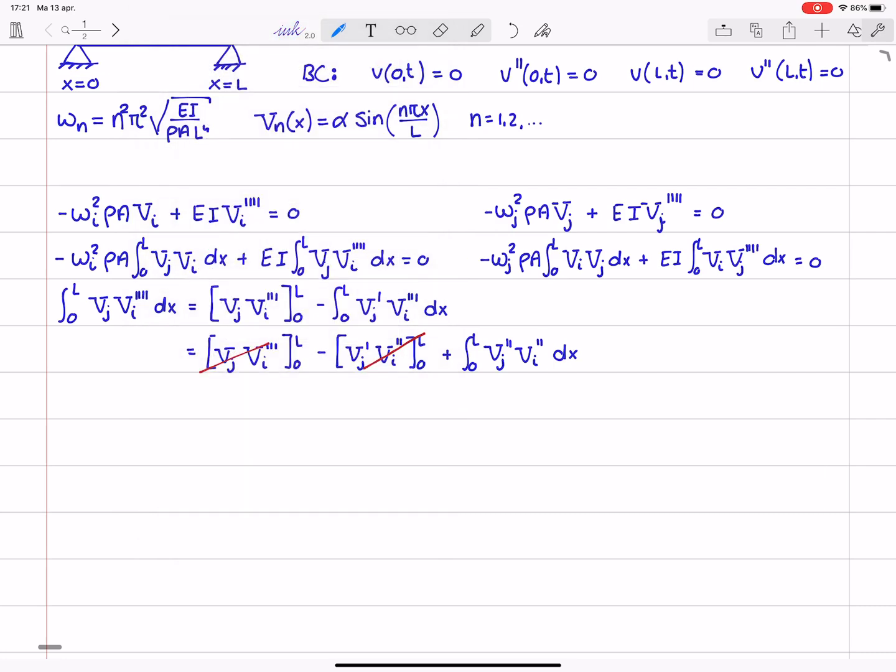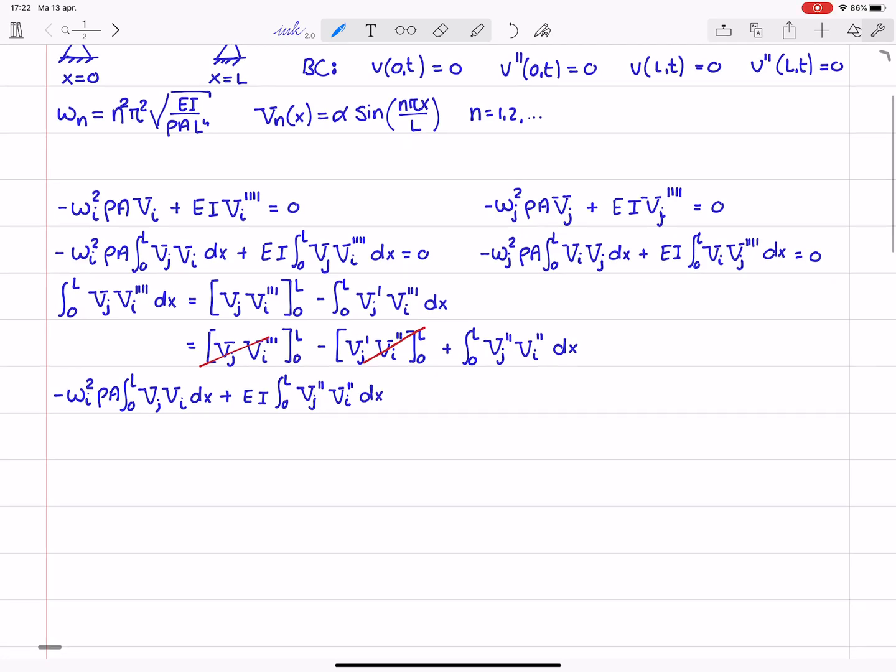And that means that these two equations can be rewritten conveniently. So we get minus omega i squared rho A times the integral of Vj Vi dx plus EI times the integral of Vj second derivative Vi second derivative dx.